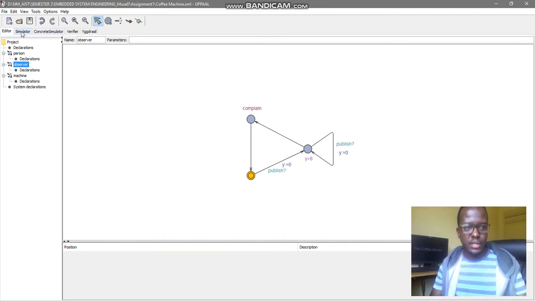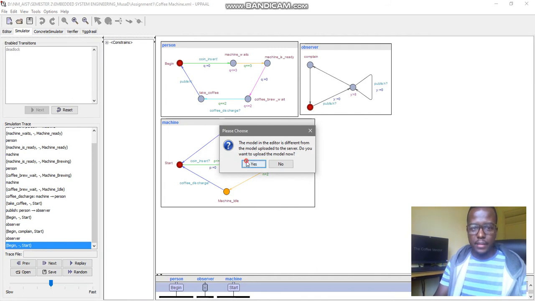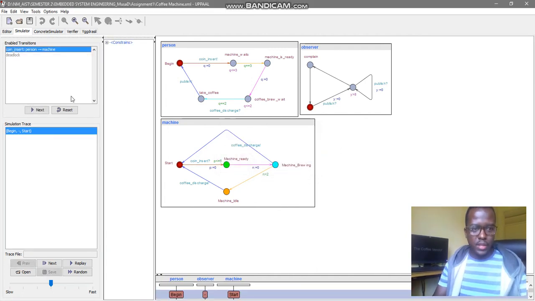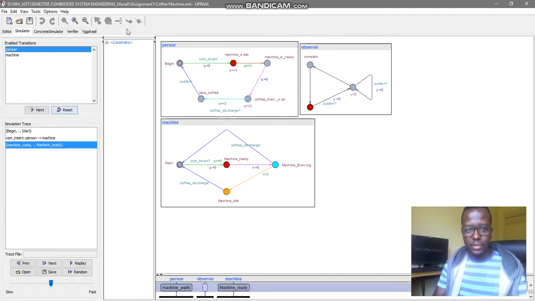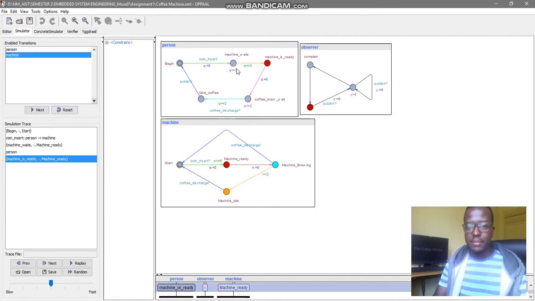Let me take you quickly through the simulator. Then we can see, now we move next. The person started from the beginning. Then we go to the machine wait. After the machine wait, when we move next, the machine is ready.